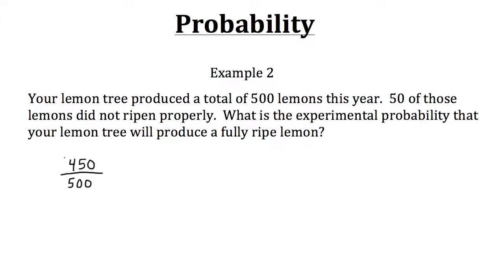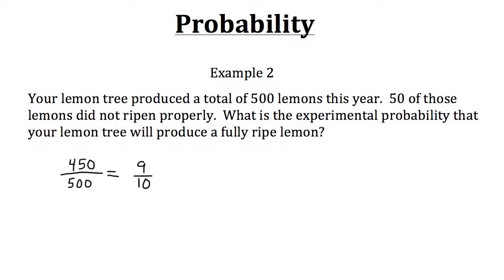So for us, the experimental probability would be 450 out of 500. Now we could reduce this fraction to be about 9 over 10. So there's 9/10 of a chance that you'll get a fully ripe lemon from your tree.